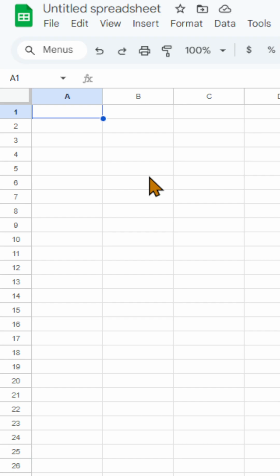I am Google Functions, and today we are exploring a few functions.